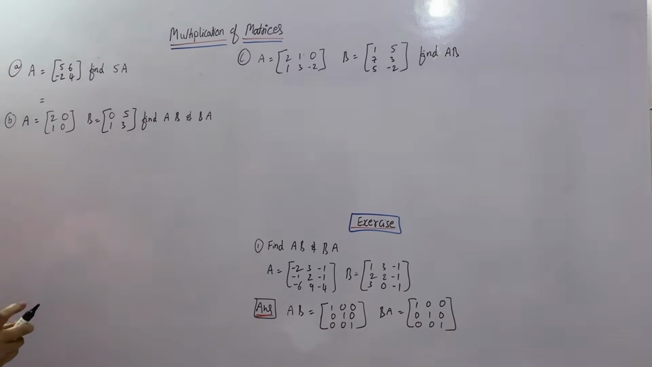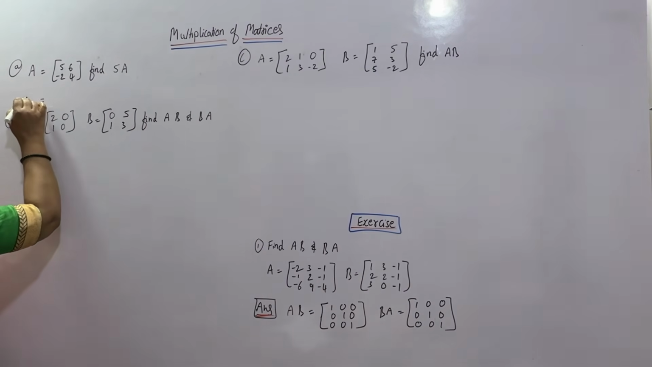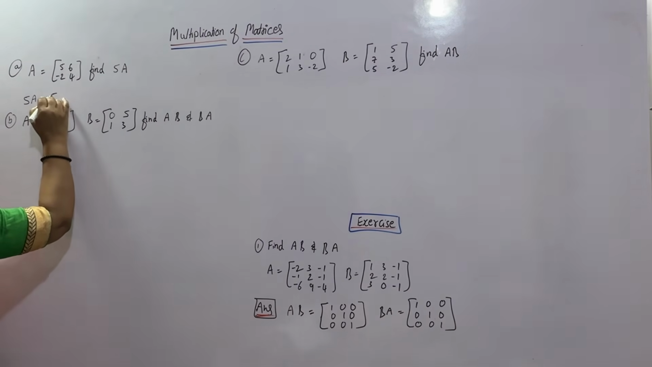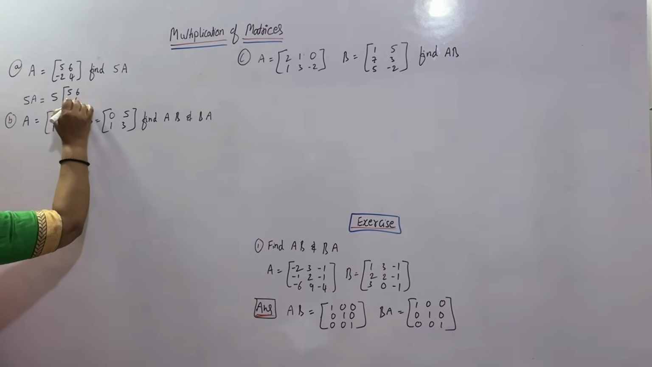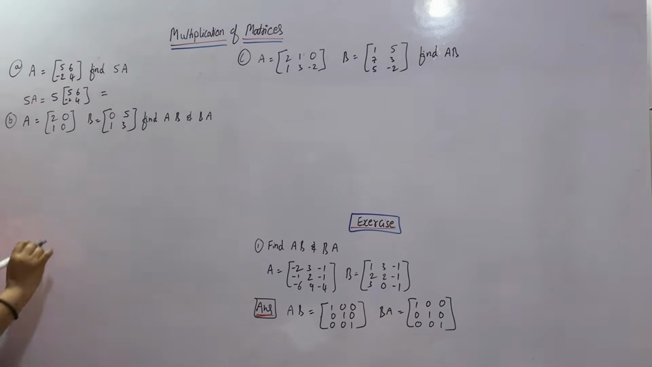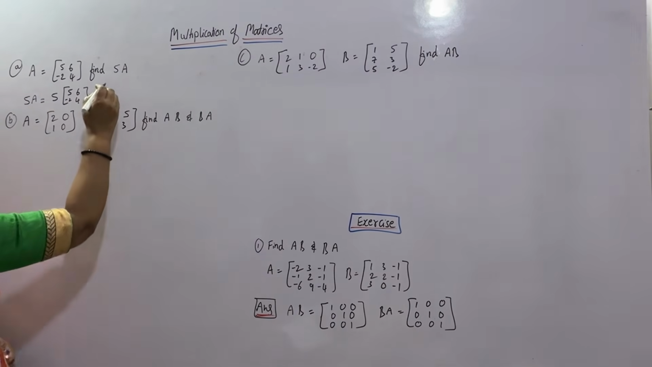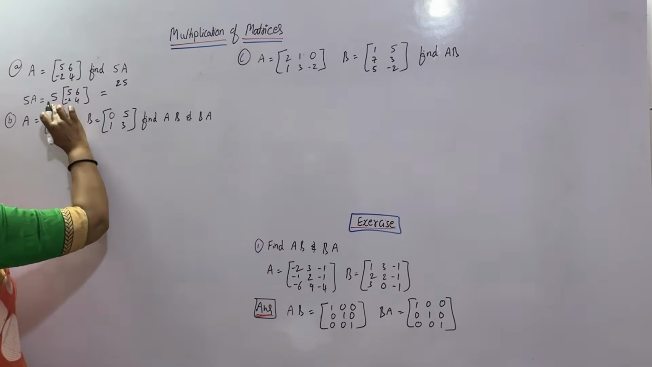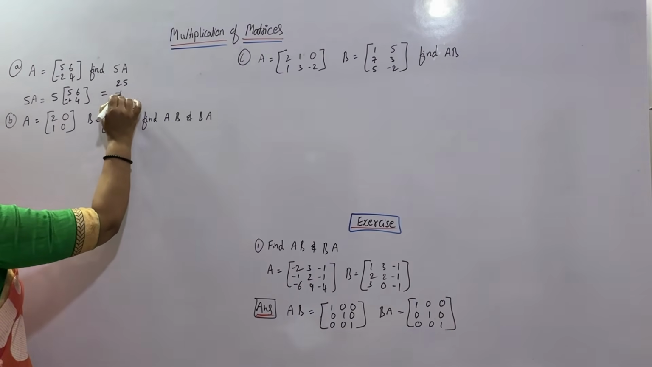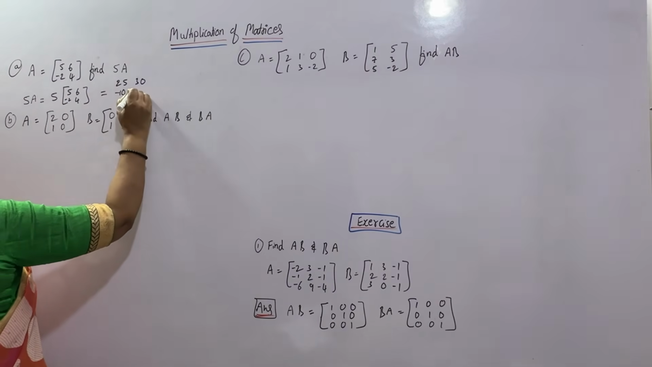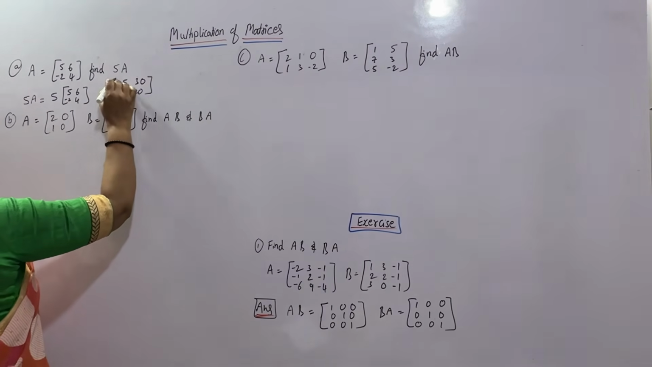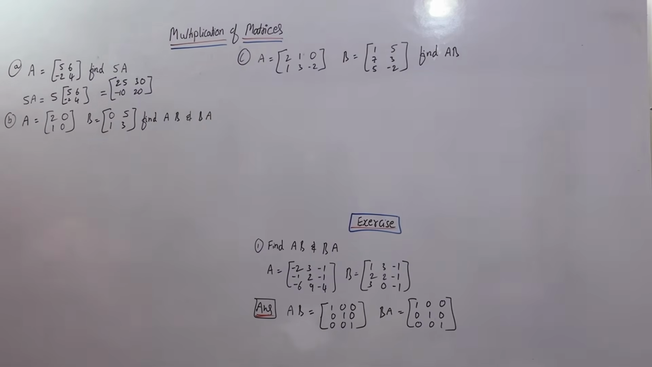First one, find 5 into A. Simply, 5A you'll write. 5 into A. A is 5, 6, minus 2, 4. Finally, what is the answer? We'll multiply 5 into 5, 25. 5 into minus 2, this is minus 10. 5 into 6, 30. 5 into 4, 20. So this is your answer: 25, 30, minus 10 and 20. Okay. Now next, second one.